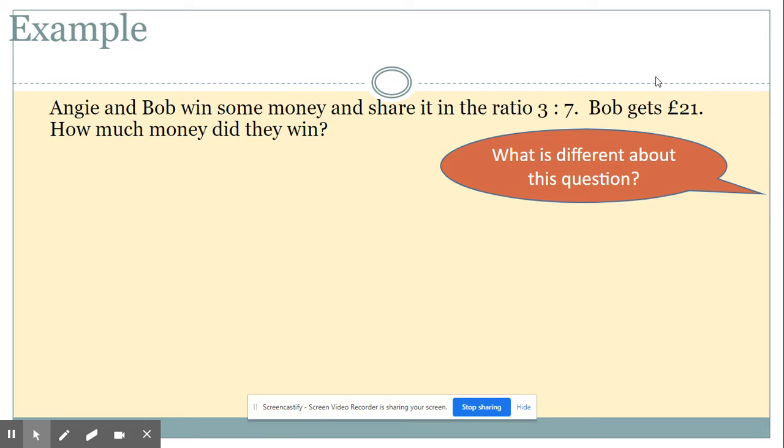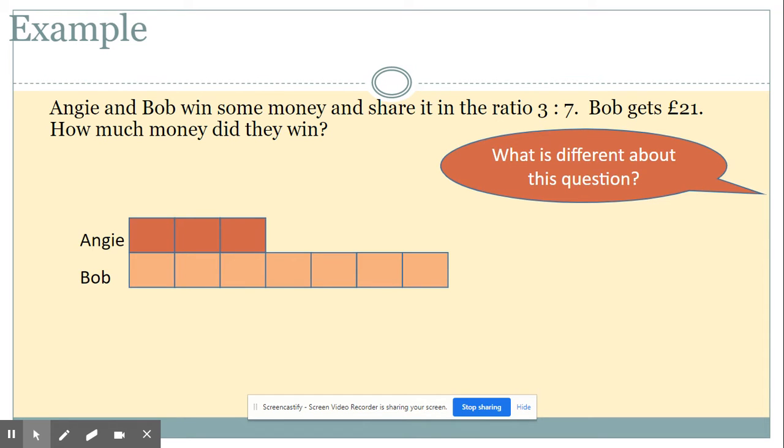Angie and Bob win some money and share it in the ratio 3:7. Bob gets 21. How much money did they win? So in this one, what is different about this question? The difference from the typical sharing in a ratio question is that you don't know the amount which has been shared between both of them. We know the share of one, but we don't know the actual full amount.